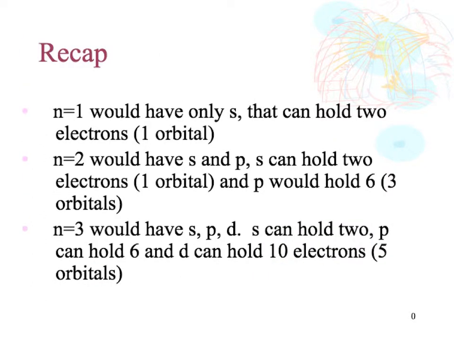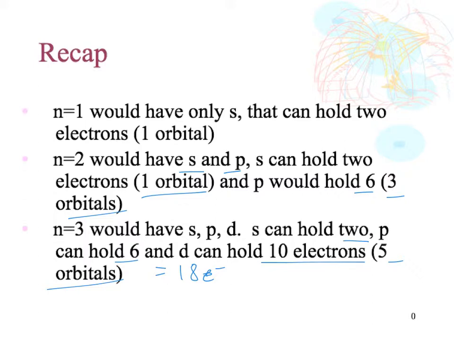So just as a recap, this is what we're looking at. N equals 1 only has an S, holds 2 electrons, 1 orbital. N equals 2 would have an S and a P. S could hold 2 in its 1 orbital. P could hold 6 in its 3 orbitals. N equals 3 would have an S, P, D. S could hold 2. P could hold 6. D could hold 10 because it's 5 orbitals, for a total of 18 electrons. So in n equals 3, we could fit in 18 electrons if we needed to.